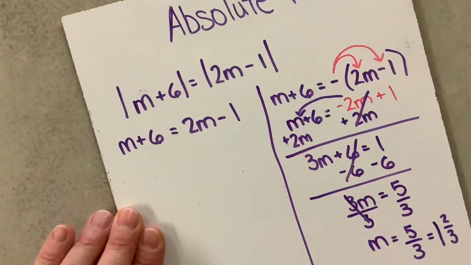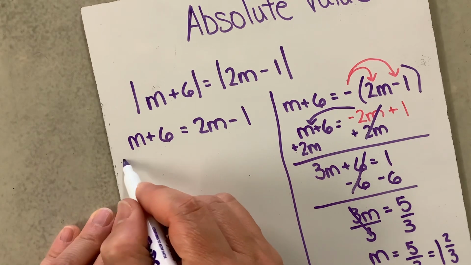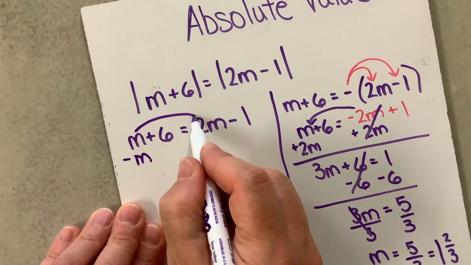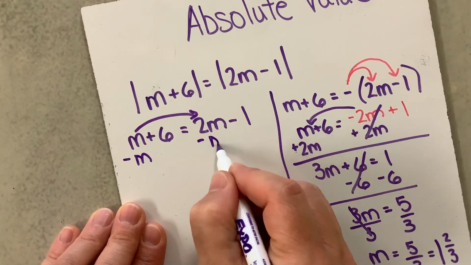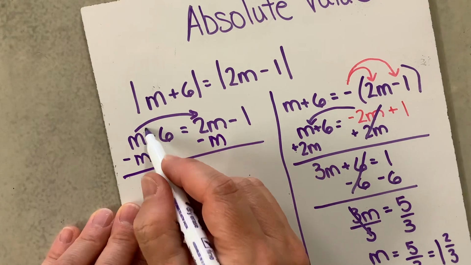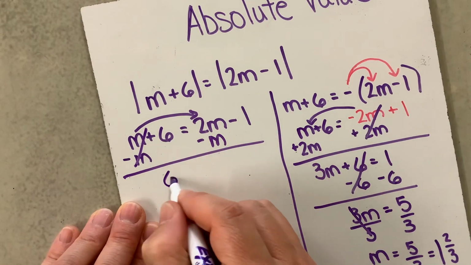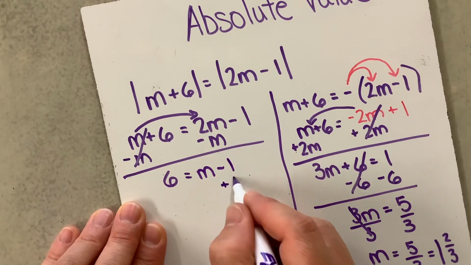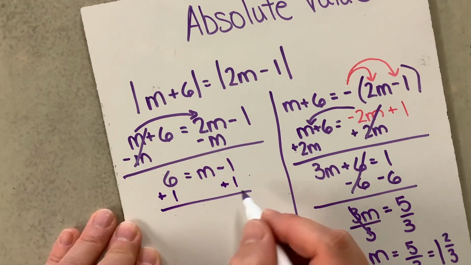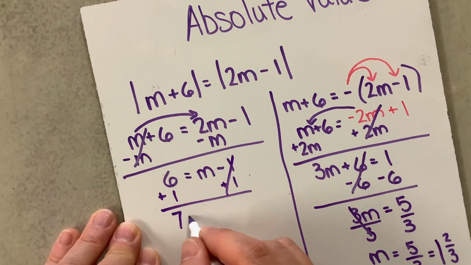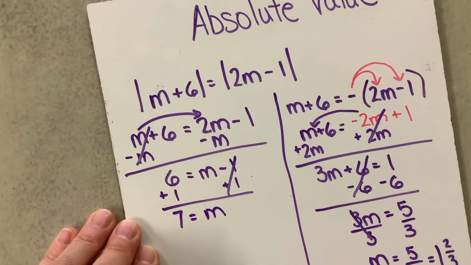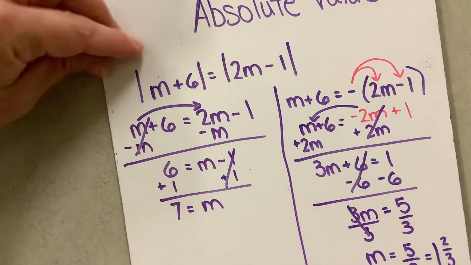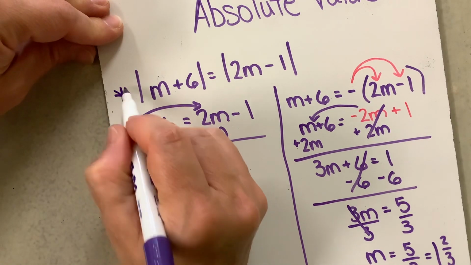And over here, same thing. I'm going to go this way this time, because I like positive variables, so I'm going to go the opposite direction. So 6 equals m minus 1. I'm going to add 1 to both sides, and m equals 7. Much nicer, huh? Go back to the main one and check it.